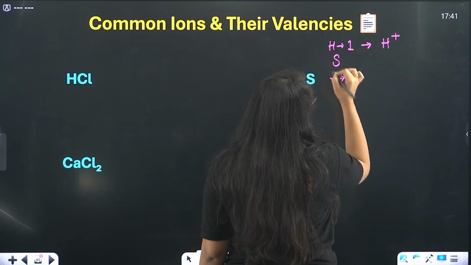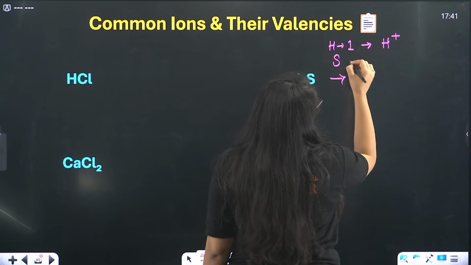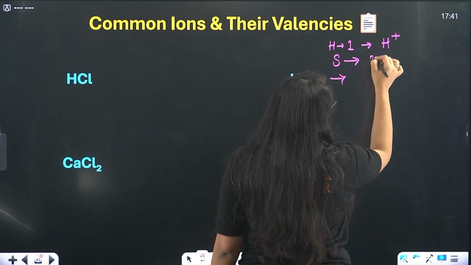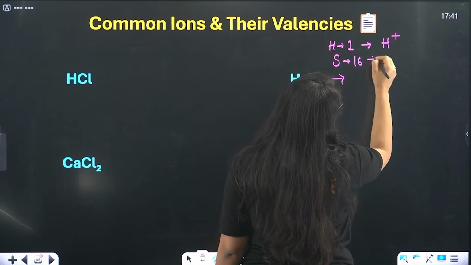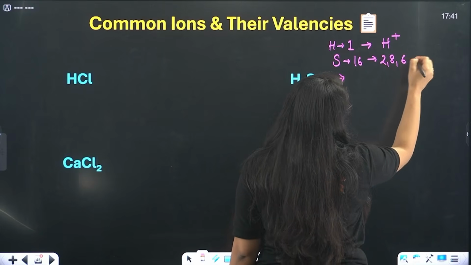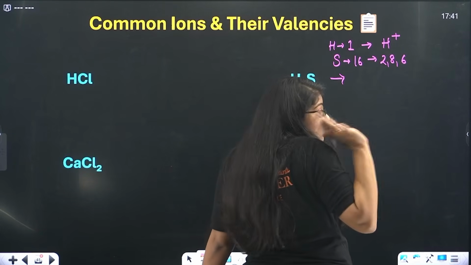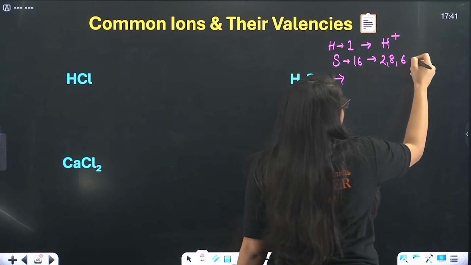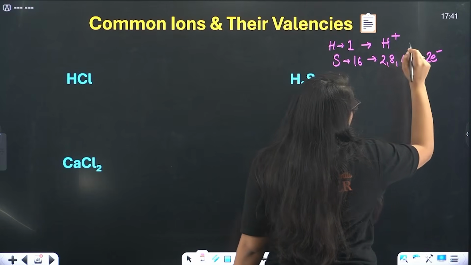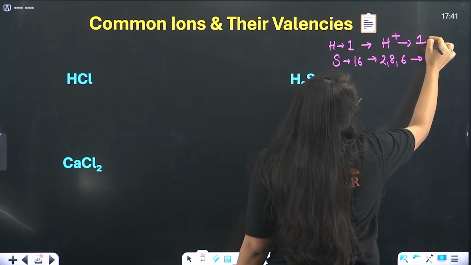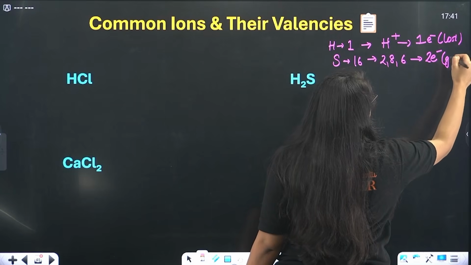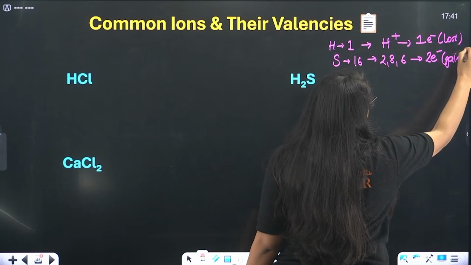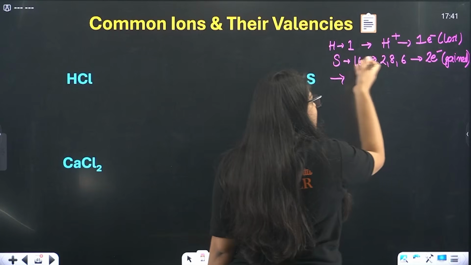Okay, sulfur gains electrons. How many electrons will it gain? Its atomic number is 16, which means 2, 8, 6. It needs 2 electrons; it will not lose 6 electrons. So 2 electrons are needed. Here 1 electron is lost by each hydrogen and 2 electrons are gained, so 2 of these hydrogens will give 2 electrons to sulfur.